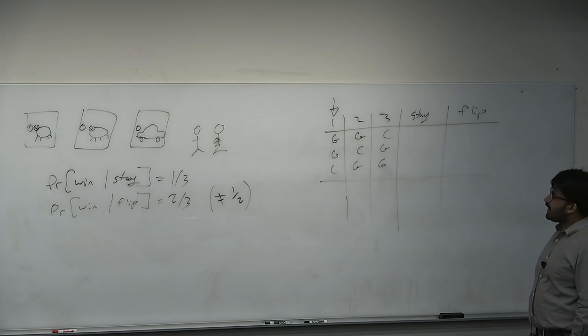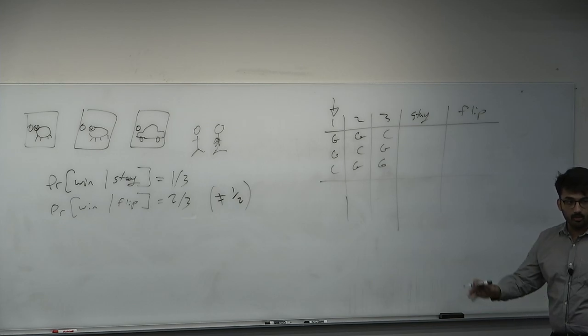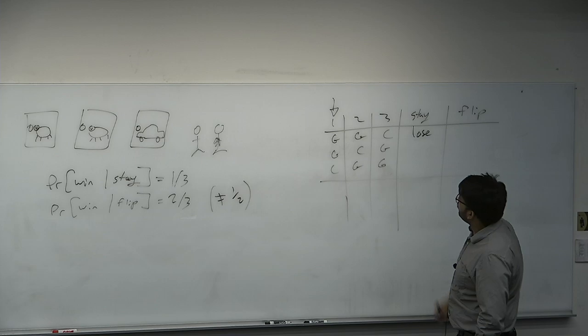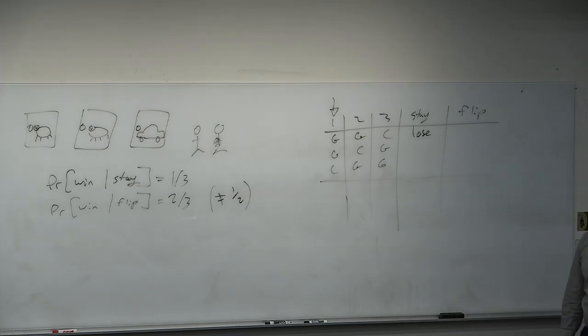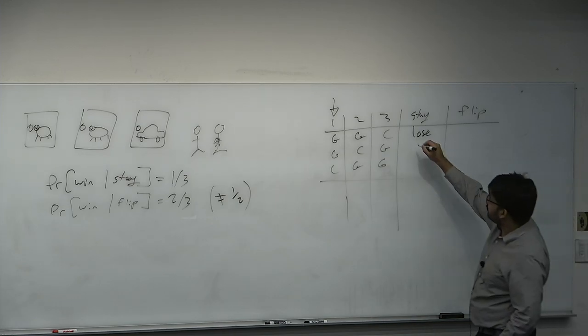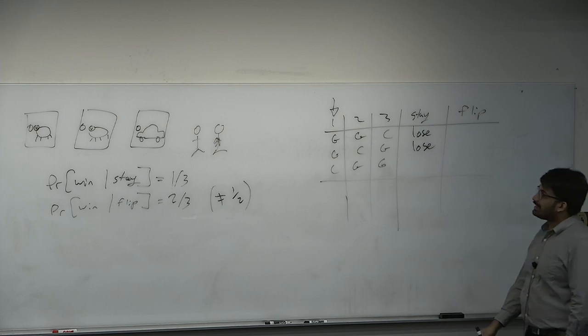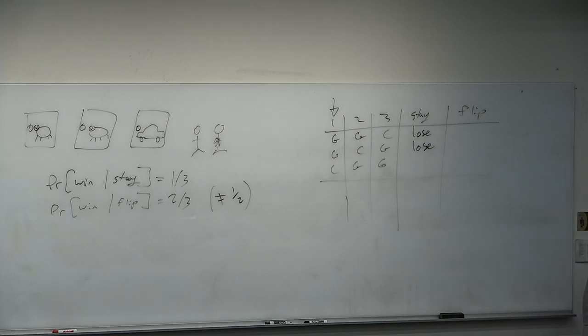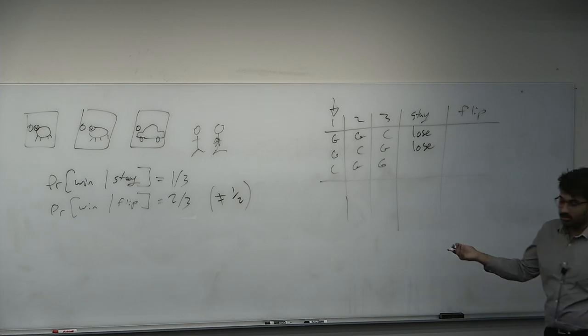If you stay and you chose door one and the permutation was goat, goat, car, you lose, right? Let's say the permutation was goat, car, goat. You choose door one. Monty chooses door three. You choose to stay. You like your door. It's lucky. You lose. Let's suppose you choose a car. Monty opens either door two or door three. It doesn't matter which one he picks. What's the probability you win? Do you win? Stay, yes.